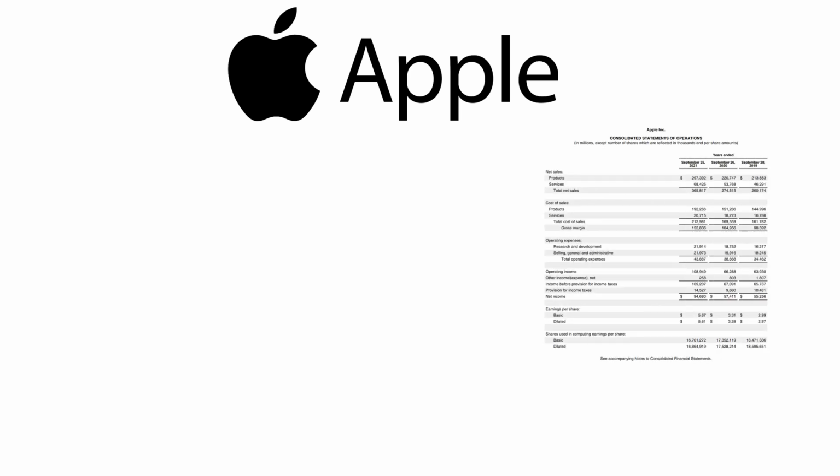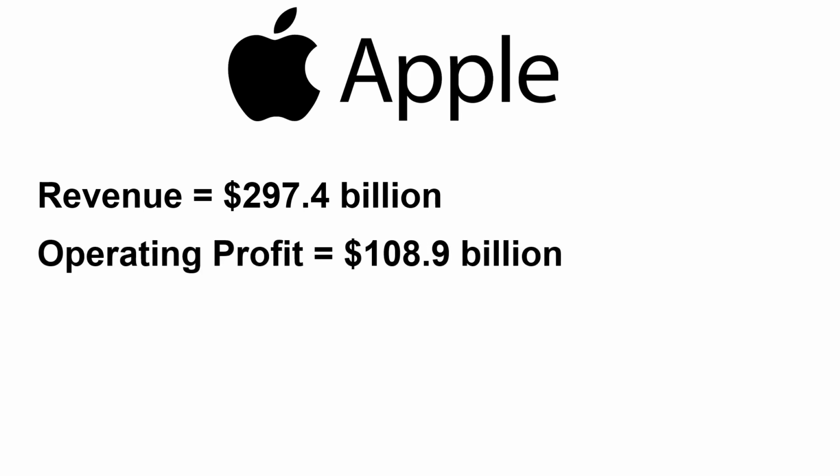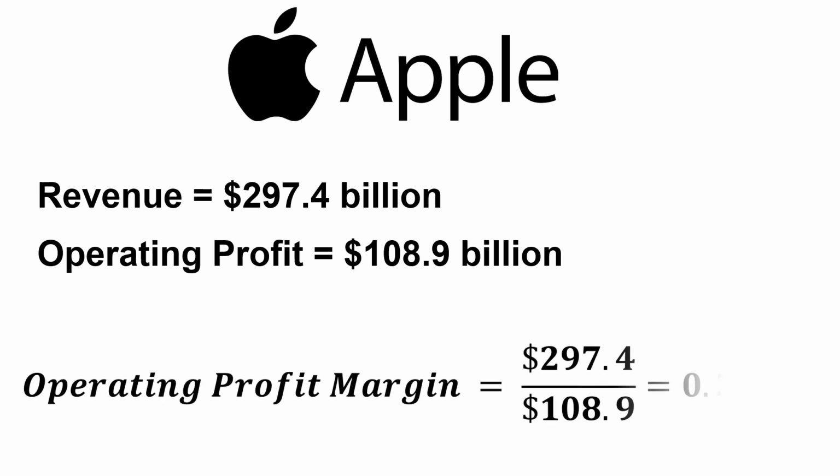Let's calculate Apple's operating profit margin for 2021. The company's revenue and operating profit data were taken from the company's 2021 income statement. In 2021, Apple's revenue was $297.4 billion, and operating profit was $108.9 billion. So in 2021, Apple's operating profit margin was 0.366.